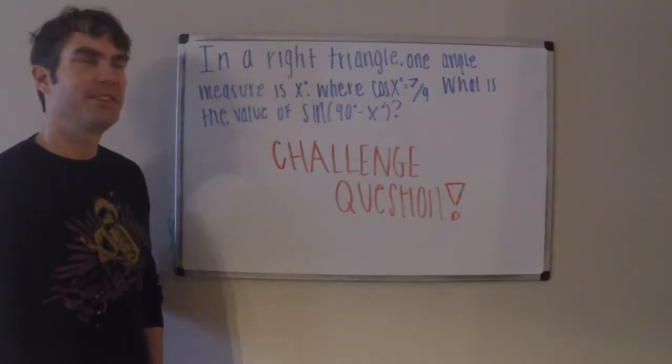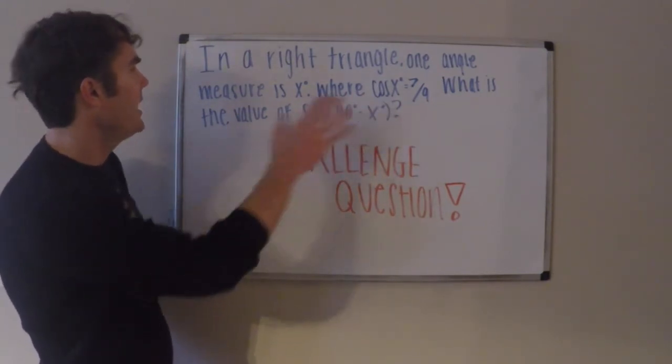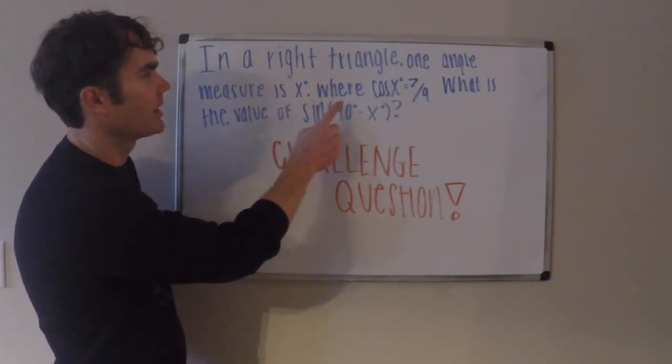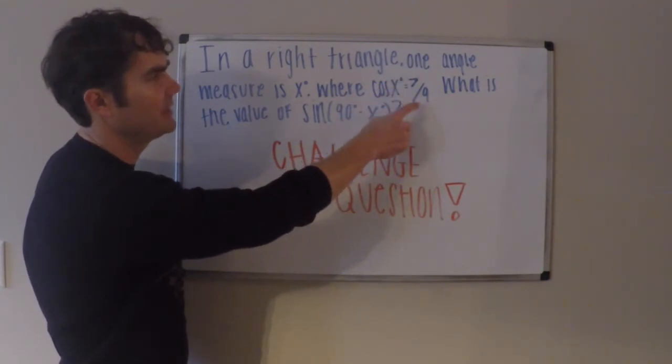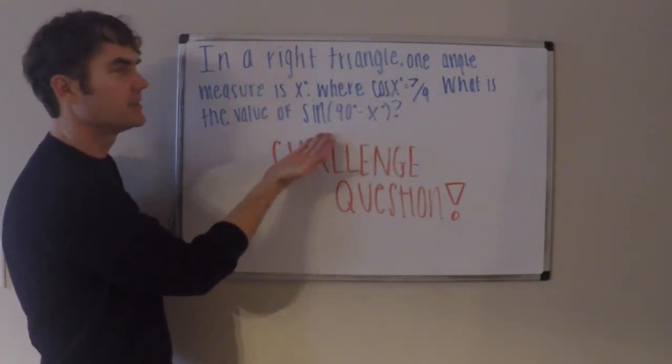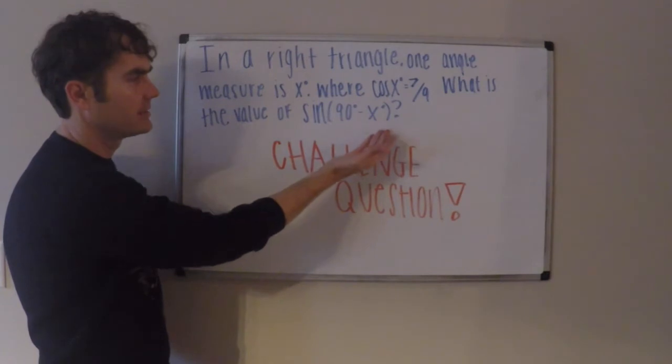Today's challenge question: in a right triangle, one angle measure is x degrees, where cosine of x is 7/9. What is the value of sine of 90 minus x?